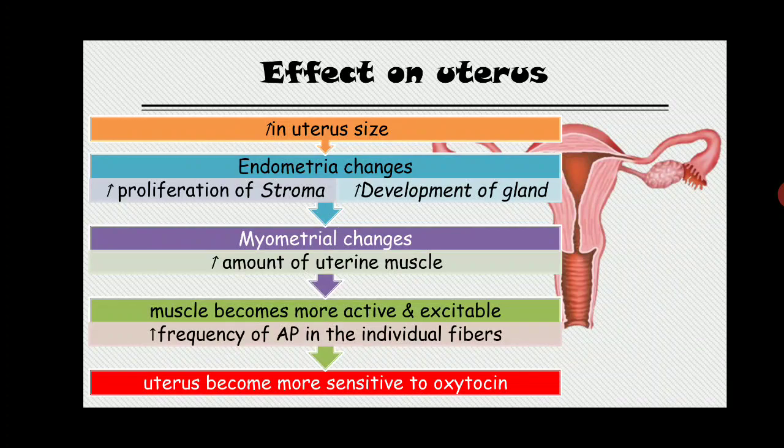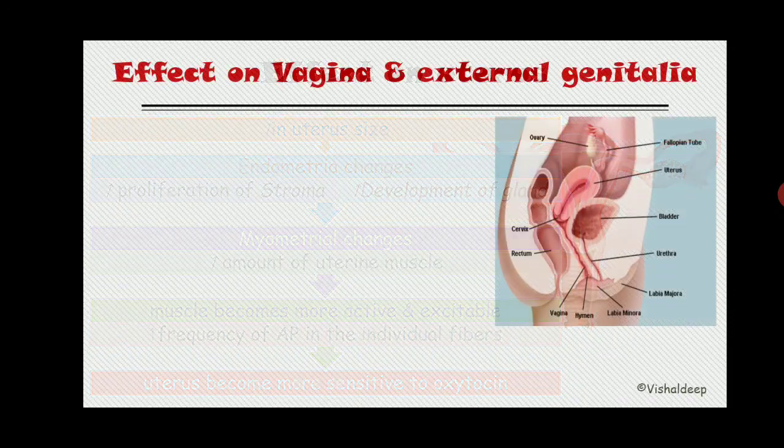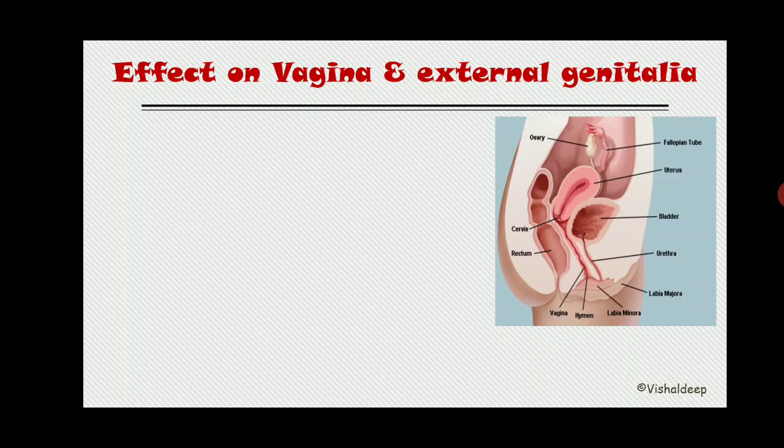Prolonged exposure to estrogen alone, see, during pregnancy there is prolonged exposure to estrogen as well as progesterone, but in some cases if there is prolonged exposure to estrogen alone, it indicates a risk of the development of even endometrial cancer. Got it? So now let's discuss the effect on the vagina and the external genitalia.